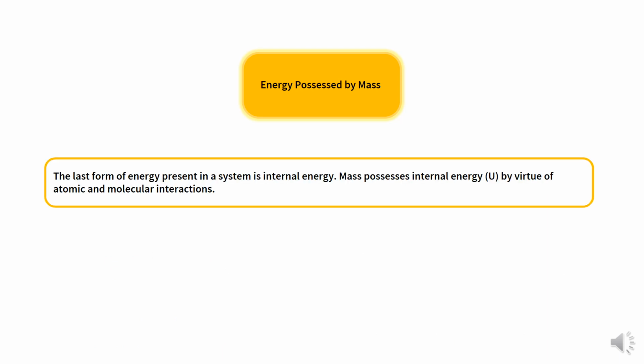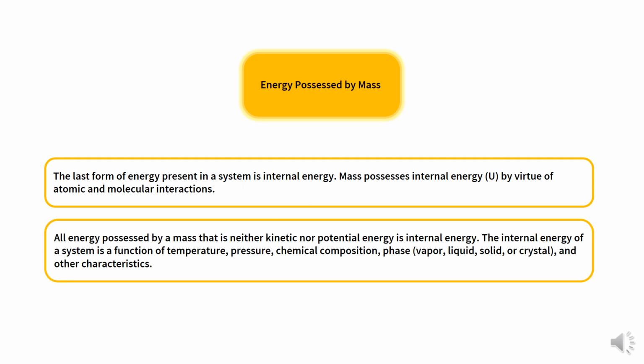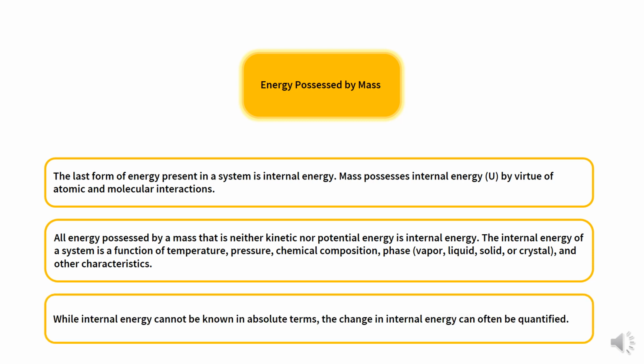The last form of energy present in a system is internal energy. Mass possesses internal energy by virtue of atomic and molecular interaction. All energy possessed by mass that is neither kinetic nor potential energy is internal energy. The internal energy of a system is a function of temperature, pressure, chemical composition, phase, such as vapor, liquid, solid, or crystal, and other characteristics. While internal energy cannot be known in absolute terms, the change in internal energy can often be quantified.